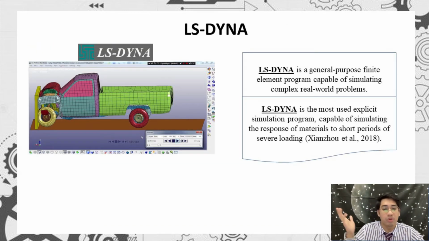The software that we use in this project is LS-DYNA. LS-DYNA is a finite element program which is quite famous and was actually developed in 1976. It is a general purpose finite element program capable of simulating complex real world problems. LS-DYNA is the most used simulation program capable of simulating the response of materials to short periods of severe loading. More or less like a top-notch simulating software.